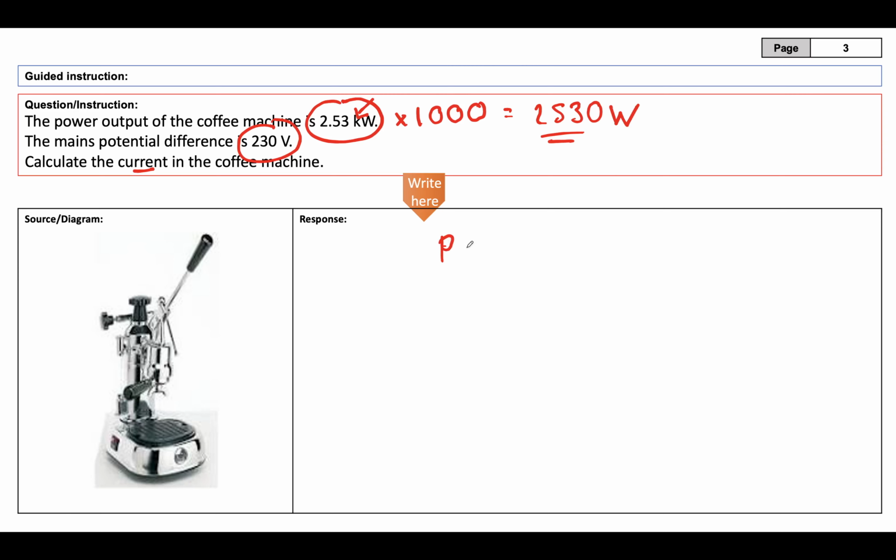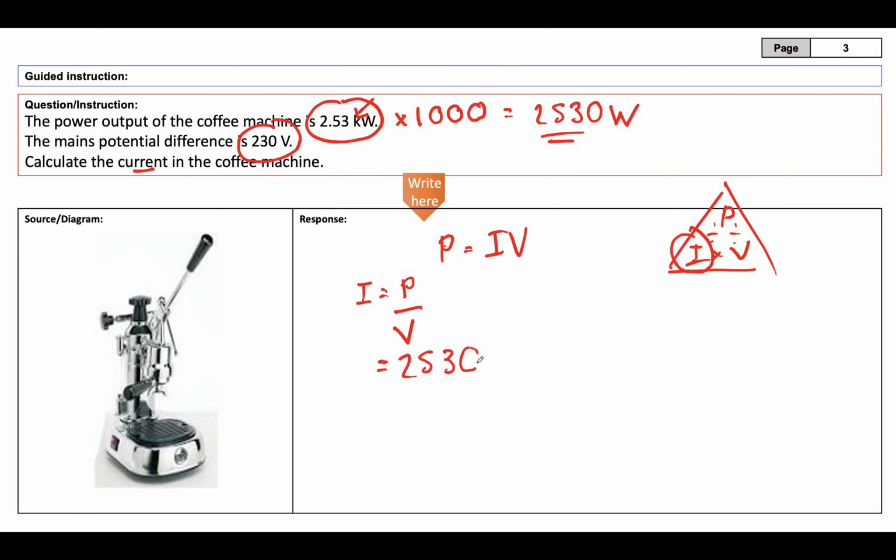So we started off with this equation, P equals V times I, or I times V. We also had the triangle that looks like this if we needed it. We're working out current. So this is what's missing, this is what we're working out. We'll cover that up. We'll be left with P divided by V. So I equals P divided by V. The power, we're not going to write 2.53, we're going to write 2,530. We're going to divide that by 230.